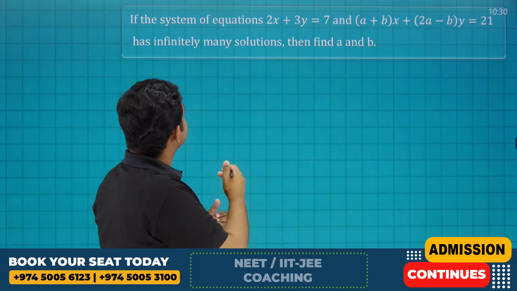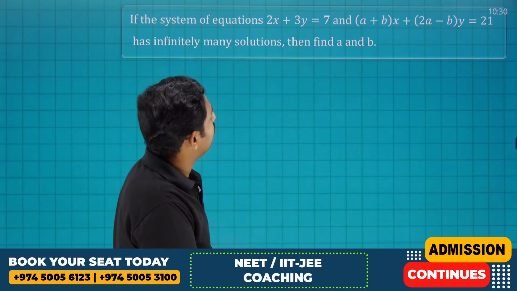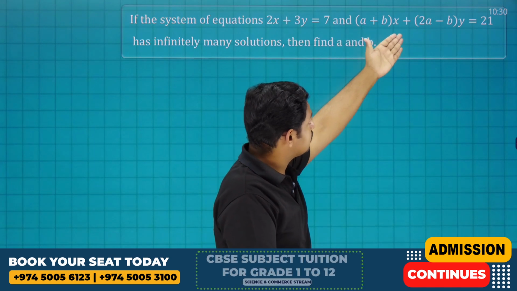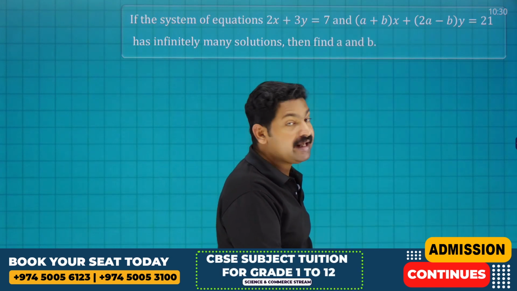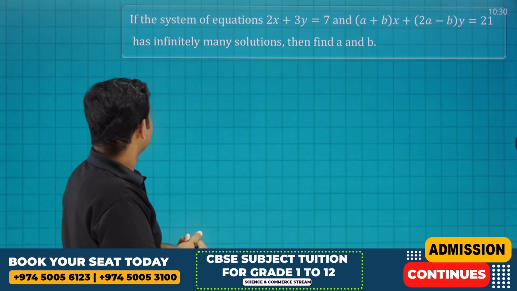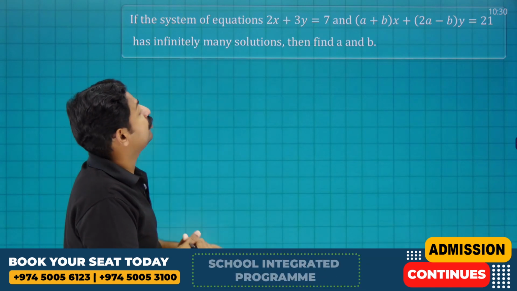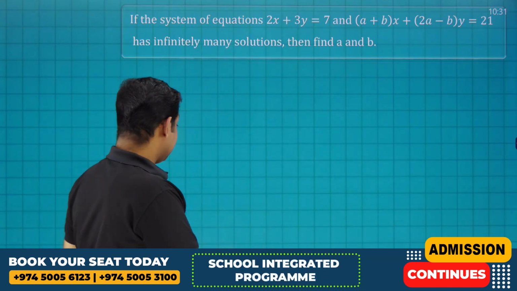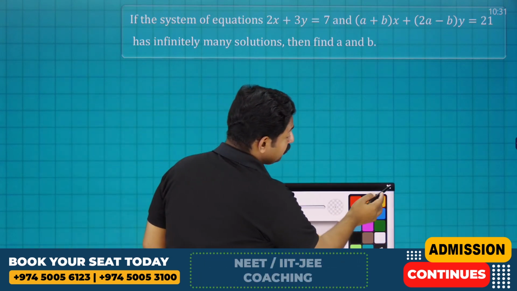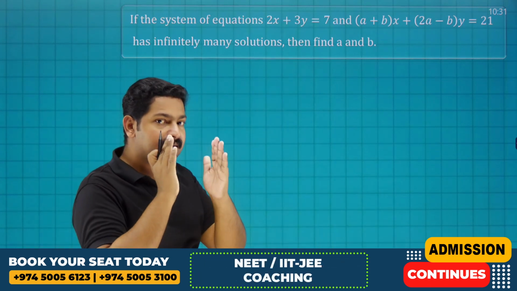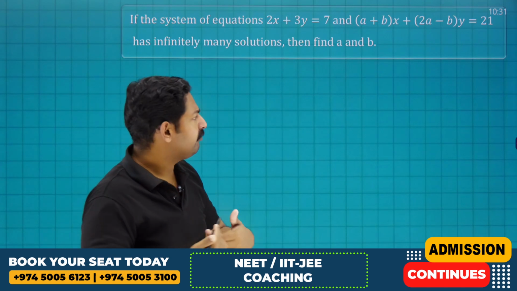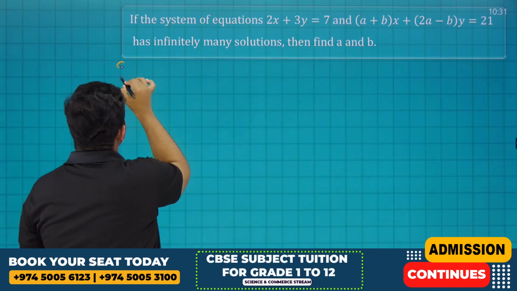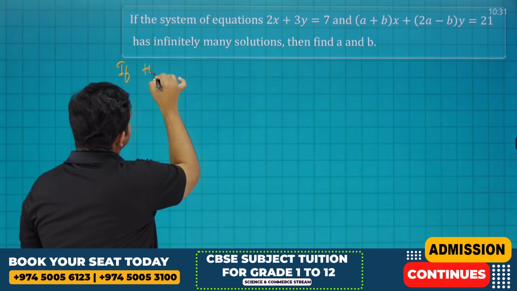So in this one, if the system of equations 2x plus 3y equal to 7 and the next one a plus b into x plus 2a minus b into y equal to 21, the two equations are there, has infinitely many solutions, then find a and b. Okay, so infinitely many solutions. If a system of equations is given, if it has infinitely many solutions, what is the condition?